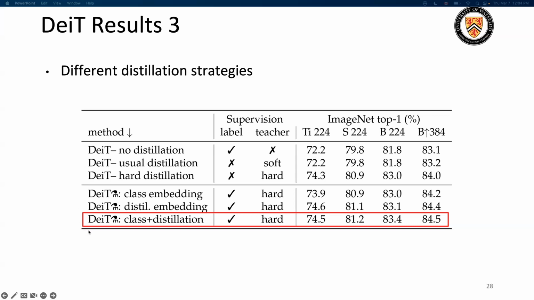Now, these three consider the distillation token as well as the CLS token. But for the first row, you see that they pass the CLS token to both MLP heads. For the second row, they pass the distillation token to both MLP heads, and the last one is the same as we discussed. The CLS token goes through one MLP head and the distillation token goes through another MLP head. It's like the original idea. And you see that this one outperforms everyone.